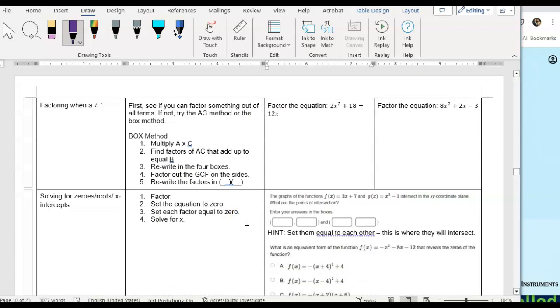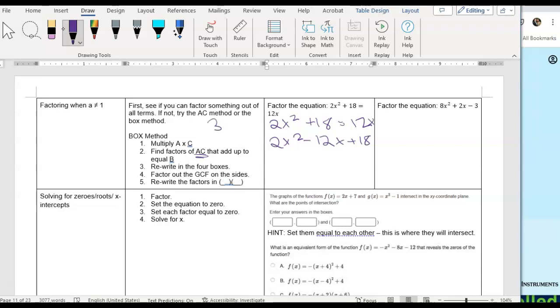All right, now when a is not equal to 1, remember we multiply a times c, find the factors that add up to b, and then rewrite it in your boxes for factoring. So let's do that. So 2 times 12, oops, actually we have to rewrite this equation. Got a little ahead of myself. So 2x squared plus 18 equals 12x. Let's rewrite this as 2x squared minus 12x plus 18.